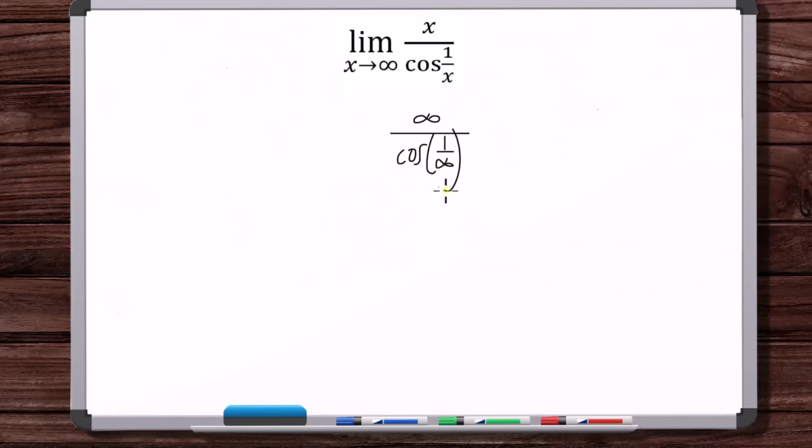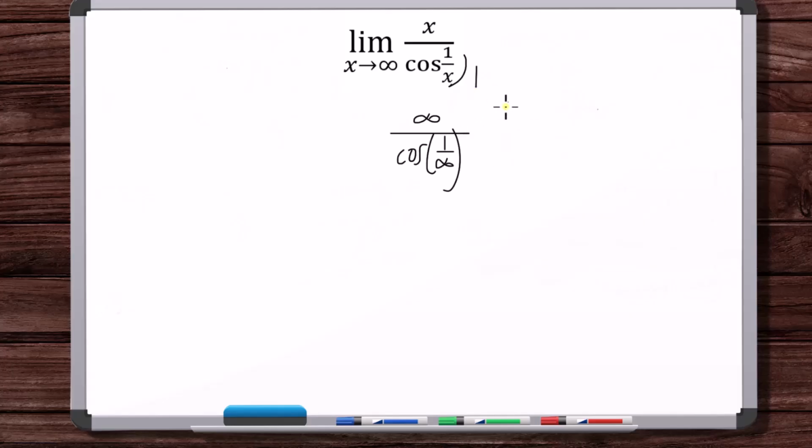So huge number, bigger and bigger and bigger number, like 100 quintillion. Well, that's going to be something very close to 0. So 1 over infinity is approaching 0. So what is cosine of 0? That's 1. So this is approaching 1. Cosine of 1 over x, as x gets bigger and bigger, is getting closer and closer to 1.